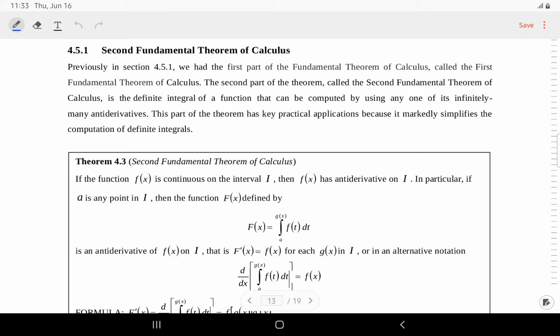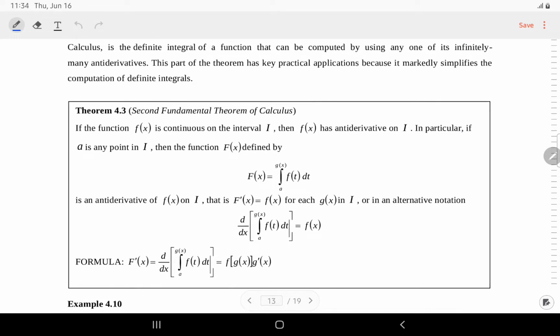Week 11 we have only a short subtopic. The first one for this week is about the second fundamental theorem of calculus. The second fundamental theorem of calculus says the finite integral of a function can be computed by using any one of its infinitely many antiderivatives. This part of the theorem has key practical applications because it markedly simplifies the computation of the finite integral.